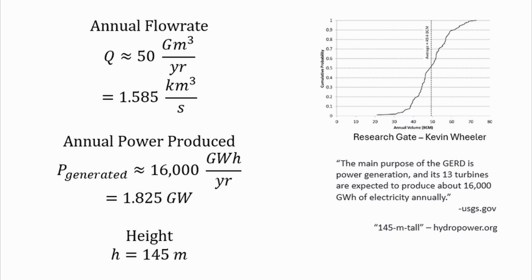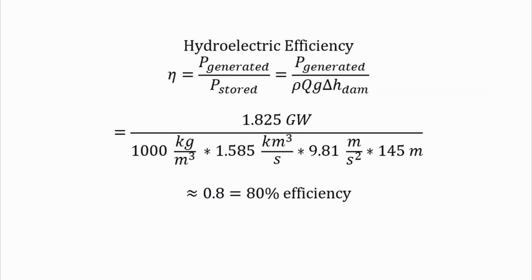The annual flow rate of the GERD is averaged at about 50 gigacubic meters of water per year. The annual power produced by the dam is roughly 16,000 gigawatt hours per year. Both these numbers can be simplified to fit more suitable units. The height of the dam is 145 meters. Using these values, we can plug into our original efficiency and power equations to produce an efficiency of about 80%. This may seem high at first glance, but a quick search reveals that this is fairly typical for dams. Modern dams can get even as high as 90% efficiency.